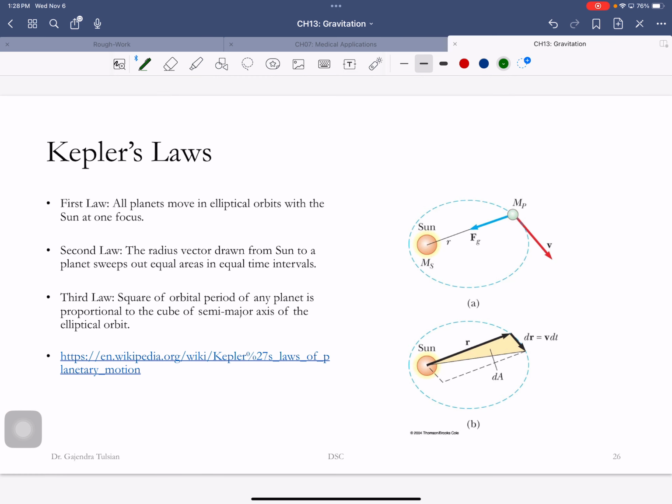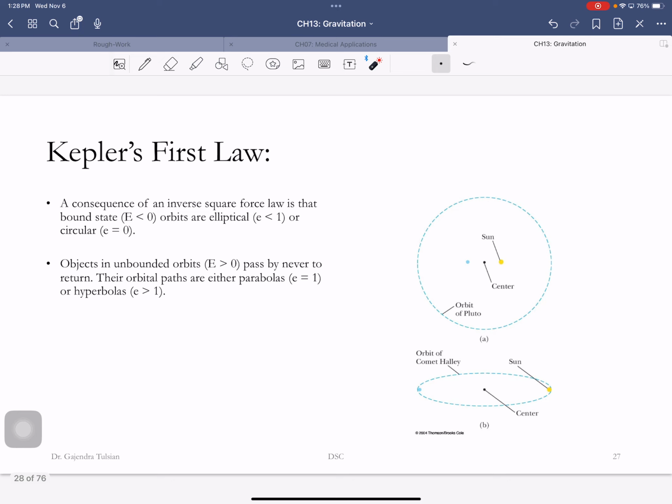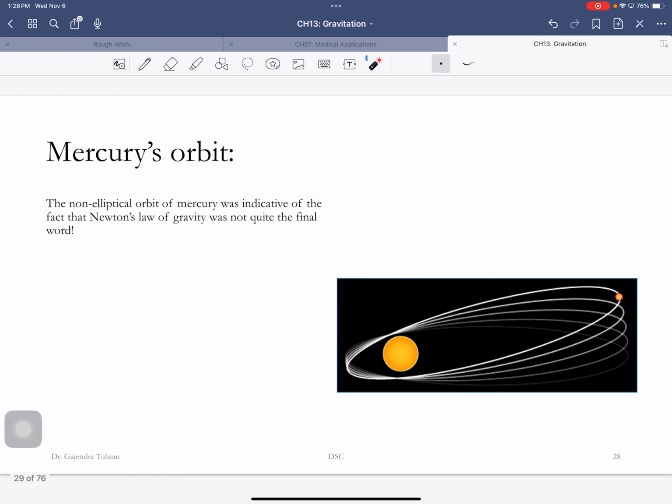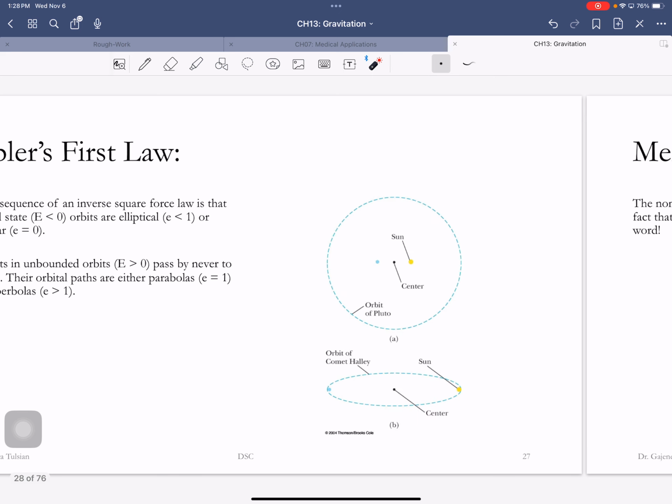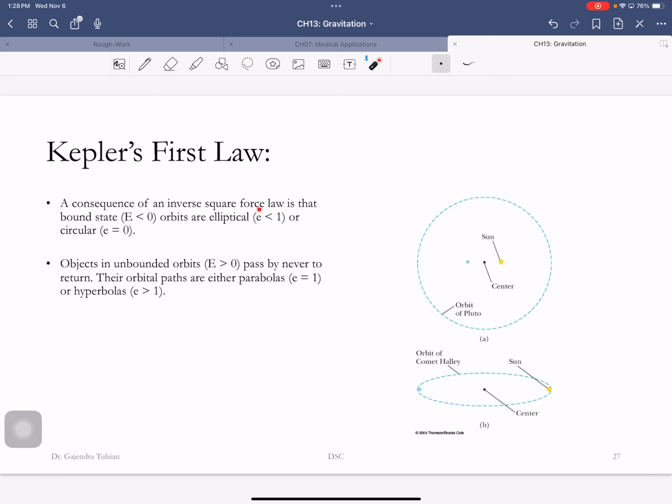The square of the orbital period of any planet is proportional to the cube of the semi-major axis. Okay, we'll come to that in a second. So the first law just says it's elliptical orbits. You guys can read it. It's a consequence of the inverse square force law. So again, this is Newton's law of gravity. As long as you have an inverse square law, the orbit is an elliptical orbit.